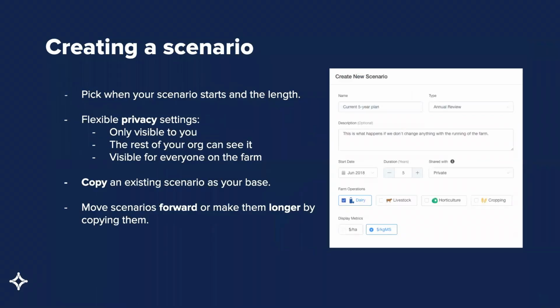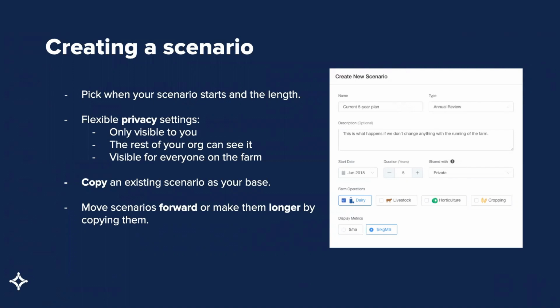Then we're going to go through creating a scenario. You can pick the financial year that your scenario starts as well as the length of its duration. Then the next thing is that we have these really flexible privacy settings. You can choose it to be only visible to you, or visible to your entire organization. So if you're an accountant on a farmer's file, everyone in your accounting firm would be able to see it, but the farmer wouldn't. Or you can have it visible for the entire team, and that means anyone who has access to that Figured file has access to your scenario.